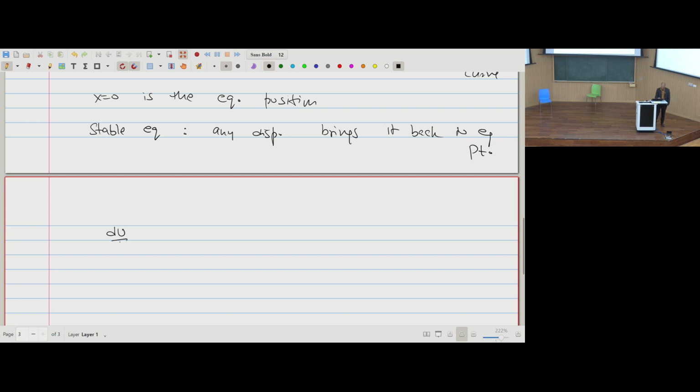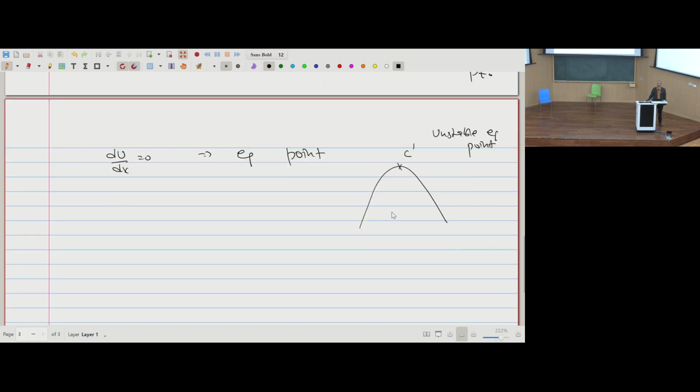Now I'll say wherever you have du by dx equal to 0, that's an equilibrium point. So for a potential energy that looks like this, point C prime is also an equilibrium point, but this is an unstable equilibrium point. Why? Because even the slightest displacement will take it away from the equilibrium point. It will never bring it back. But nevertheless, it is in equilibrium because du by dx is equal to 0 at that point. Is that clear?